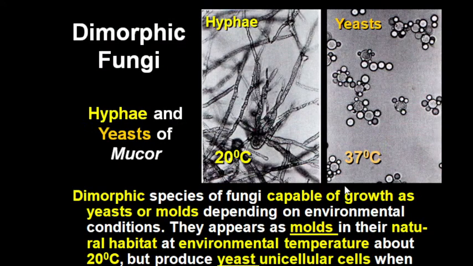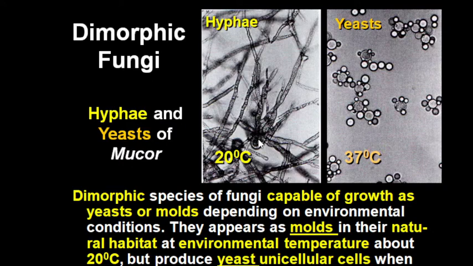But it's not that simple. We mentioned that we have yeasts and molds. But the thing is that we may have dimorphic fungi. What does it mean? It means that they may change the design of their body, the shape, the morphology of their body. So the dimorphic species of fungi are capable of growth as yeasts or molds depending on the environmental conditions. For example, some appear as molds under 20 degrees Celsius, and you can see how they appear. And Mucor is the example of this dimorphic fungus.